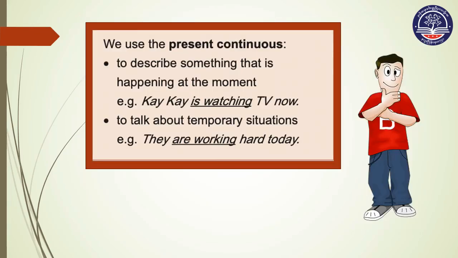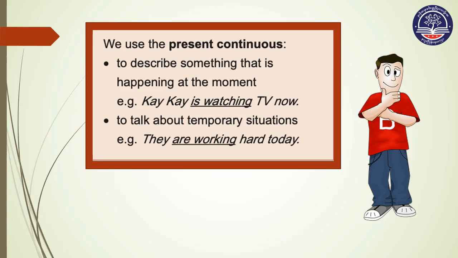Now let's look at when we use the present continuous tense. Okay, so over here it says that we use the present continuous to describe something that is happening at the moment. So it's something that is happening right there and then. For example, KK is watching TV now. So what is he doing now at the moment? He's watching TV, right? And also to talk about temporary situations. So something that is just temporary, not permanent.